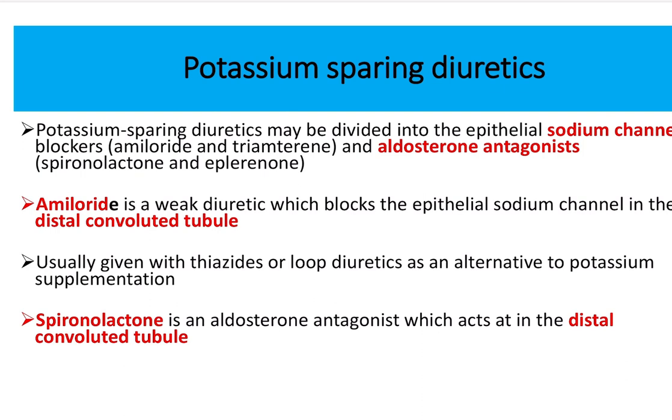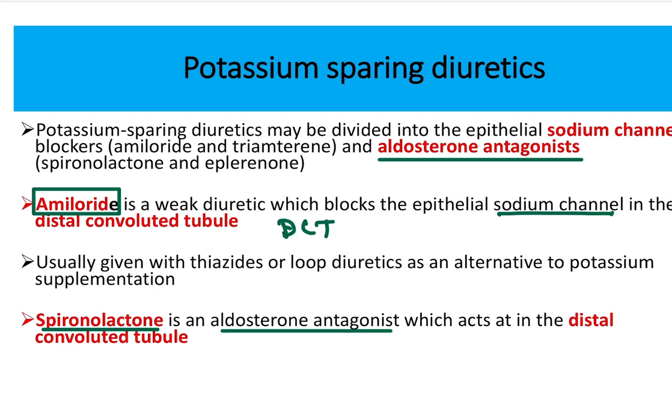One of them is the potassium sparing diuretics, and this may be divided into two parts. One is the sodium channel blocker, and another one is the aldosterone antagonist. Amiloride is a weak diuretic, and it acts on the sodium channel in the distal convoluted tubule, or DCT. On the other hand, spironolactone is another diuretic. It is an aldosterone antagonist, and it also acts on the distal convoluted tubule.